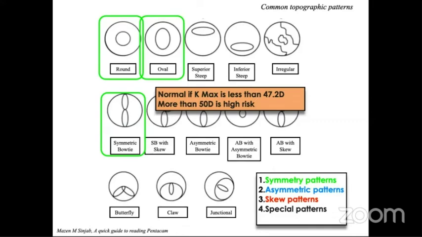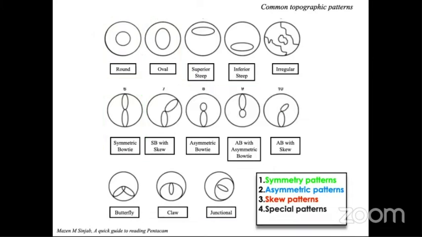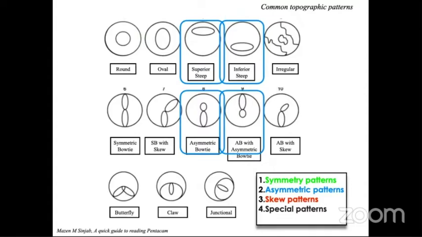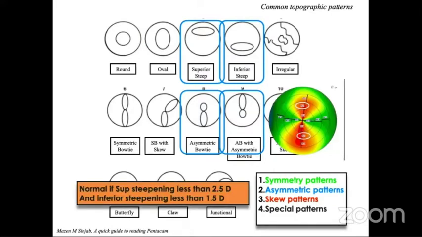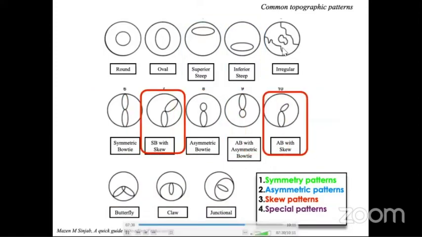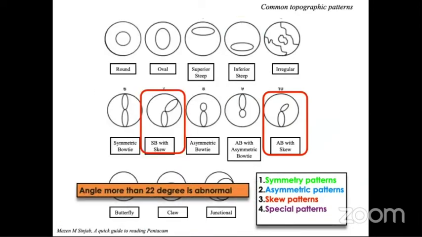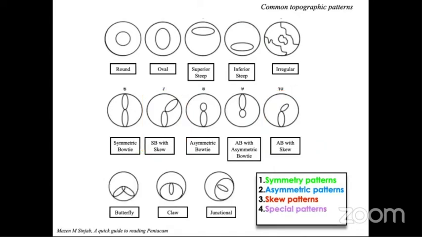If all these patterns are with the K reading of less than 47.2, then you could consider them as normal. But the same round or oval pattern, if steeper than this, then certainly it could be a central keratoconus. Now again, when you go towards asymmetric patterns, it is more leaning towards abnormality. Whenever you have a superior and inferior asymmetry in either of these patterns, a superior steepening of 2.5 and an inferior steepening of 1.5 diopters is suspicious of a corneal ectasia. Again, skewing is the axis between the superior and the inferior hemimeridian, and if this axis is more than 22 degrees, again a sign of corneal irregularity.